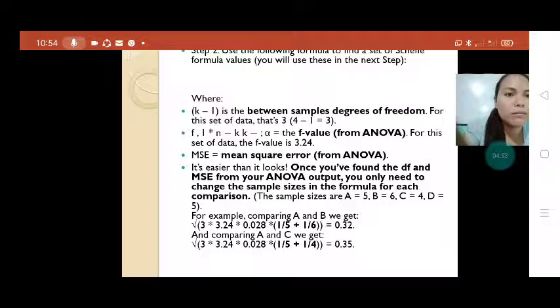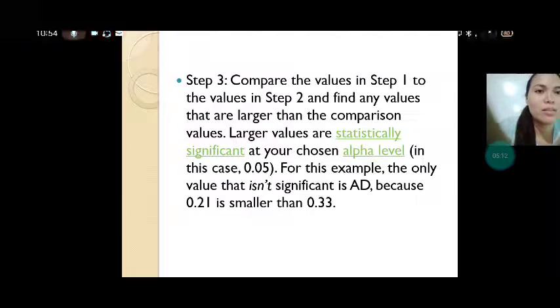So I don't really know how to read those symbols in mathematics. So you can just watch this data again in my handout or in my PowerPoint presentation.